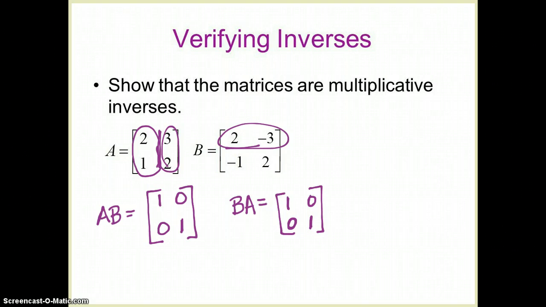So by showing that the multiplication both ways, A times B and B times A, gives me the identity matrix, then yes, these are inverses. B is the inverse of A, and A is the inverse of B.